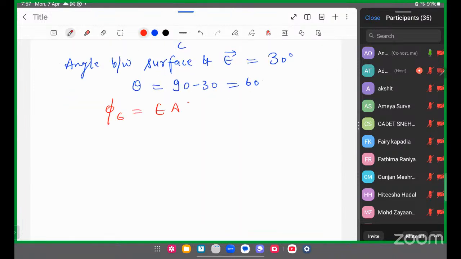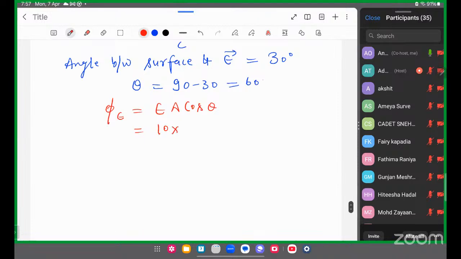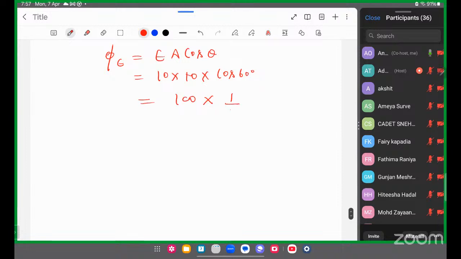This will be EA cos theta. The value of E is what? 10. Value of A is again 10. And cos theta, theta is 60 degree. So this will be 100 times cos 60, which is how much? 1 by 2. So this will be 50. And if you are interested in unit, its unit will be Newton meter square per Coulomb.